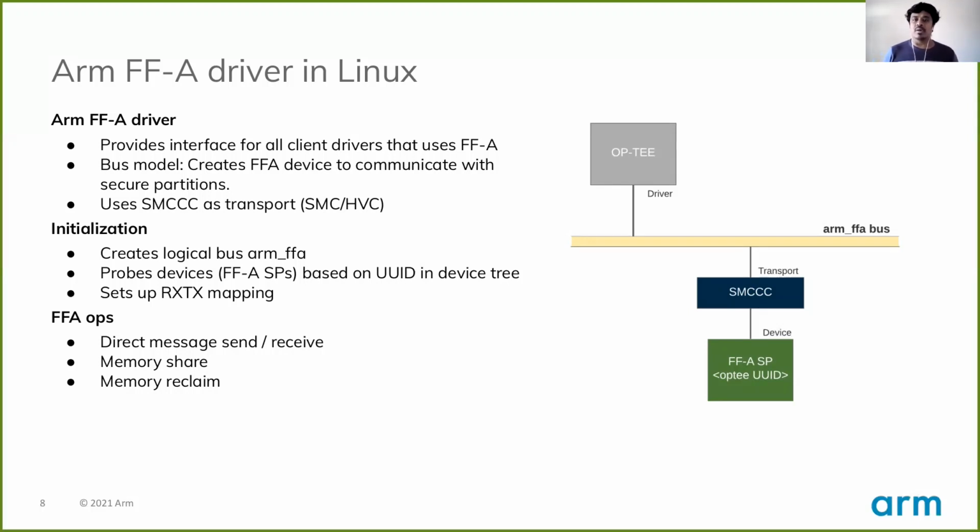During initialization, the ARM FFA driver is responsible to load or to probe the secure partition based on the UID. Basically, it does partition get info to the secure world, and it fetches the partition's ID, and registers the device in the Linux kernel subsystem, so that later OP-TEE can use that ID to send and receive messages. It implements FFA spec 1.0. The main functionalities that it provides are sending and receiving direct messages, memory sharing, and memory reclaiming functionality.